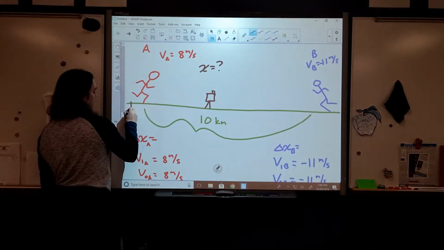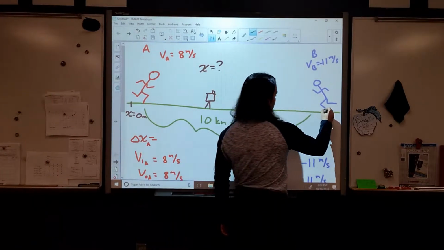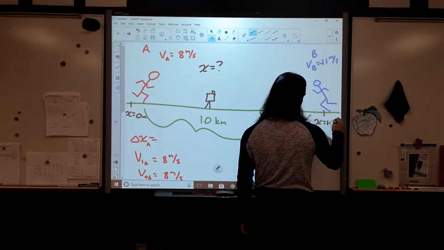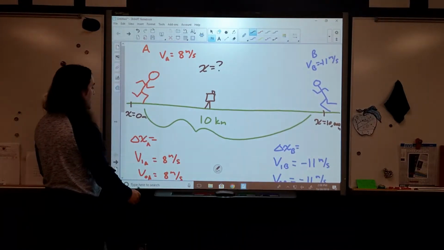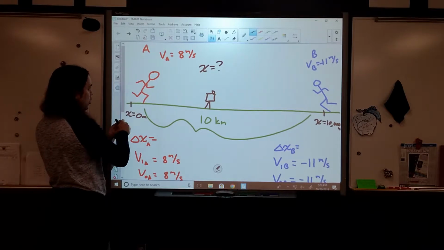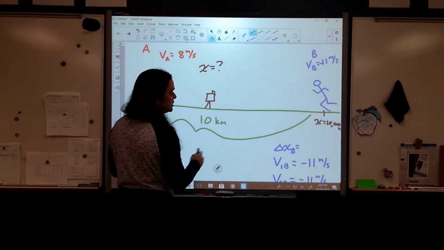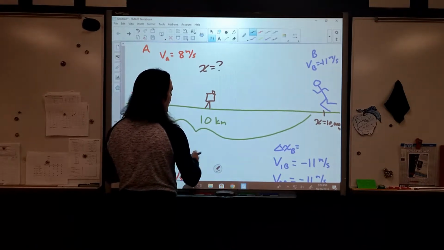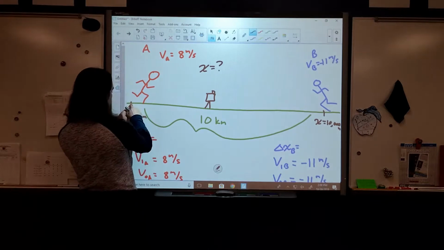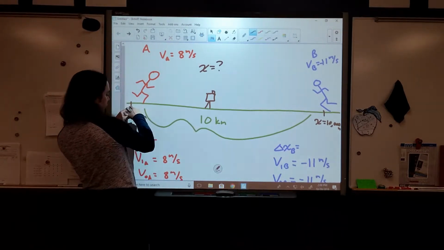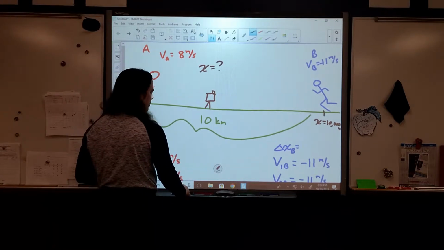I'm going to call this a position of 0 meters. And then over here, we're going to say that this is a position of 10,000 meters, 10 kilometers. So I'm setting up a coordinate system with 0 at where person A is, and 10,000 meters, 10 kilometers, is where B is at. And what I'm looking for is position x. So if x is 100 meters, I know to go 100 meters from here over to here and set up my camera.